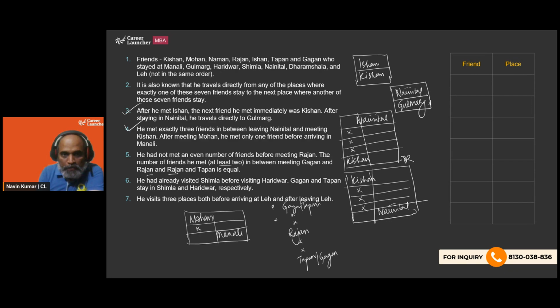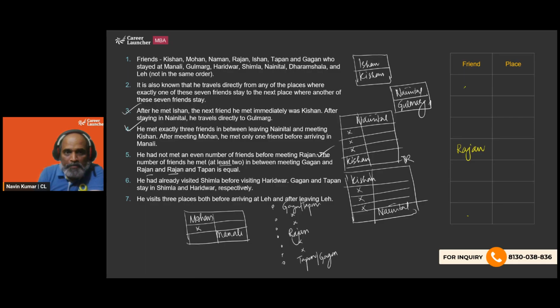So if we count, this is 1, 2, 3, 4, 5, 6, 7. So this is definite, which means he meets Rajan somewhere in between. Gagan and Tapan will take the topmost and the bottommost position, right? Which one are they going to take? We have no idea about it. So we're done with half of this statement.